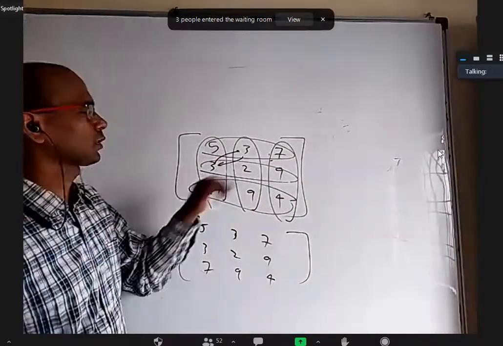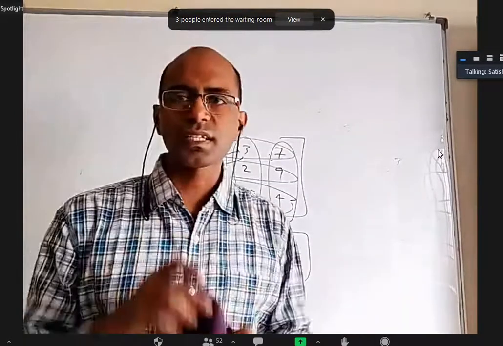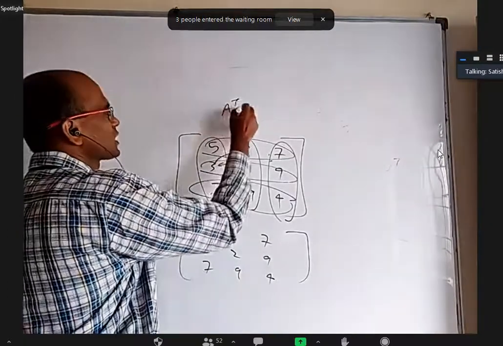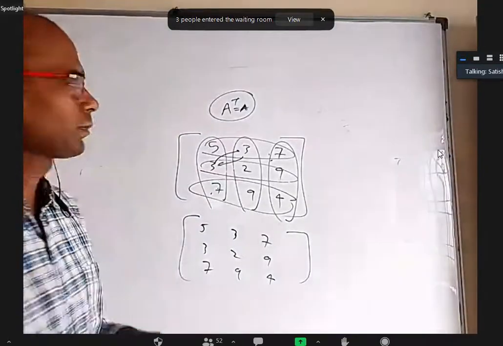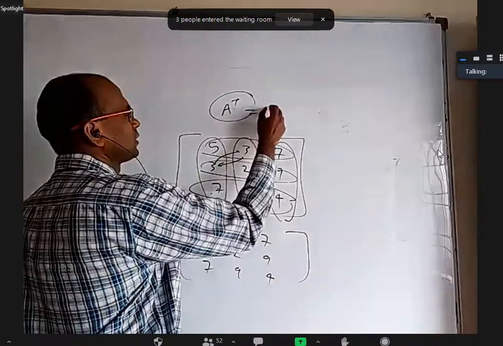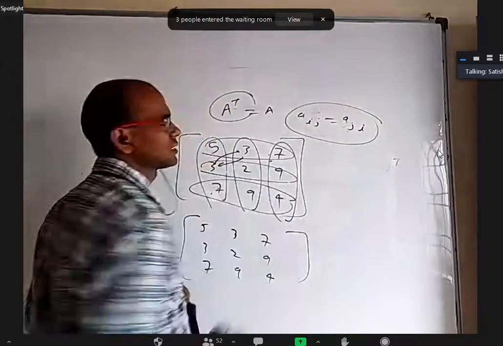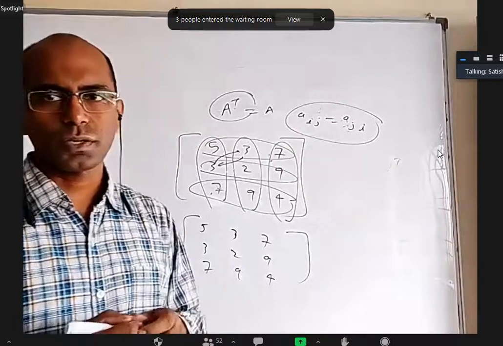Right? Okay. So there are some matrices, not all, that even if you transpose, they don't change. That is, A transpose equals A. That is, the a_ij element will always be the same as the a_ji element. That kind of matrix is called a symmetric matrix.